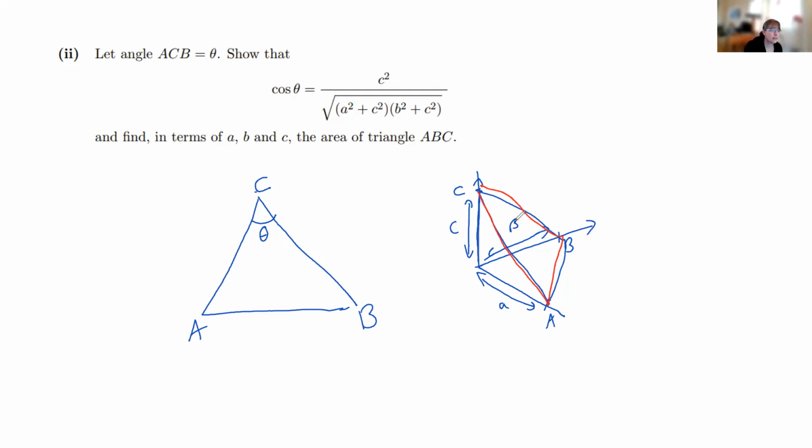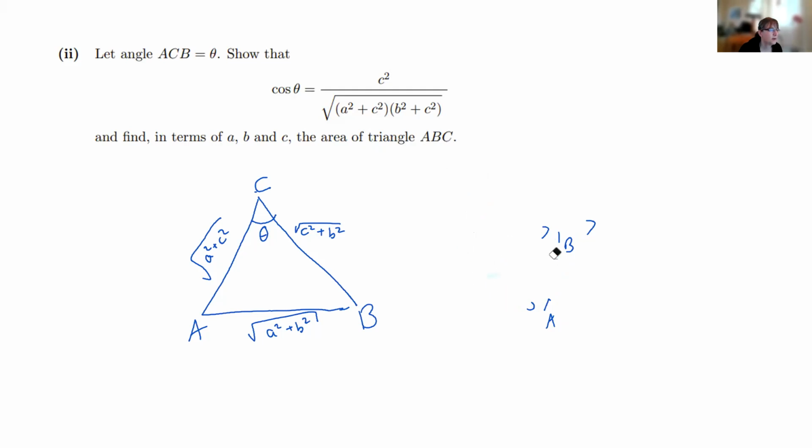However, we can find this length AB because we've got a right angle triangle. So this length is the same as the square root of A squared plus B squared using Pythagoras' theorem. In a similar way, this length here is the square root of A squared plus C squared. And this length here, which is this one, is the square root of C squared plus B squared. So those are the lengths that we want to be using.